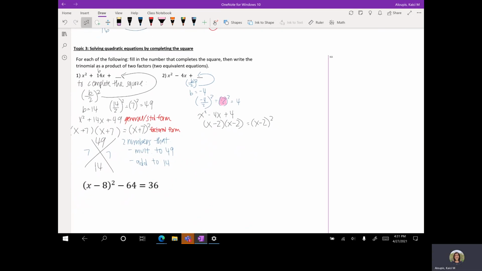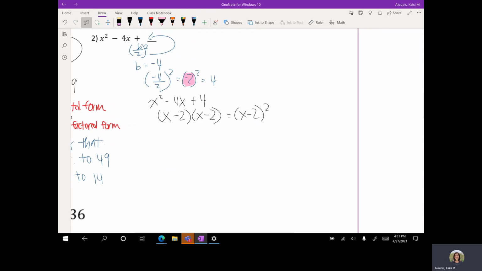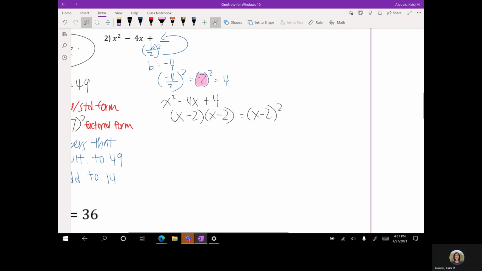Easy peasy, right? If we were to solve these by completing the square, and we wanted to solve for the value of x, I'll do it for number 2. I'm not going to do it for number 1 because there's not enough space right now. But what you do is you just set this equal to 0. So I'm going to set this equal to 0. I'm going to write x minus 2 squared is equal to 0.